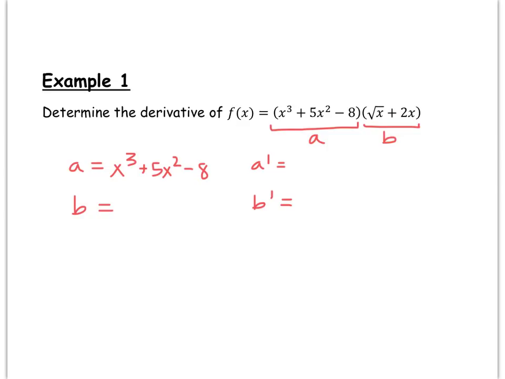and what's its derivative? Well, that'd be 3x squared, and we drop the 2 down, you get 10x. Derivative of negative 8 is 0.